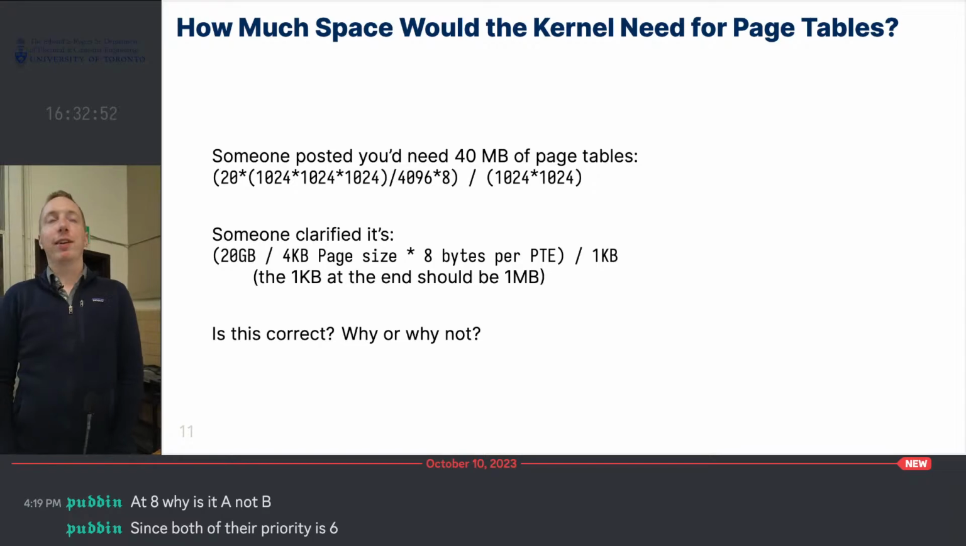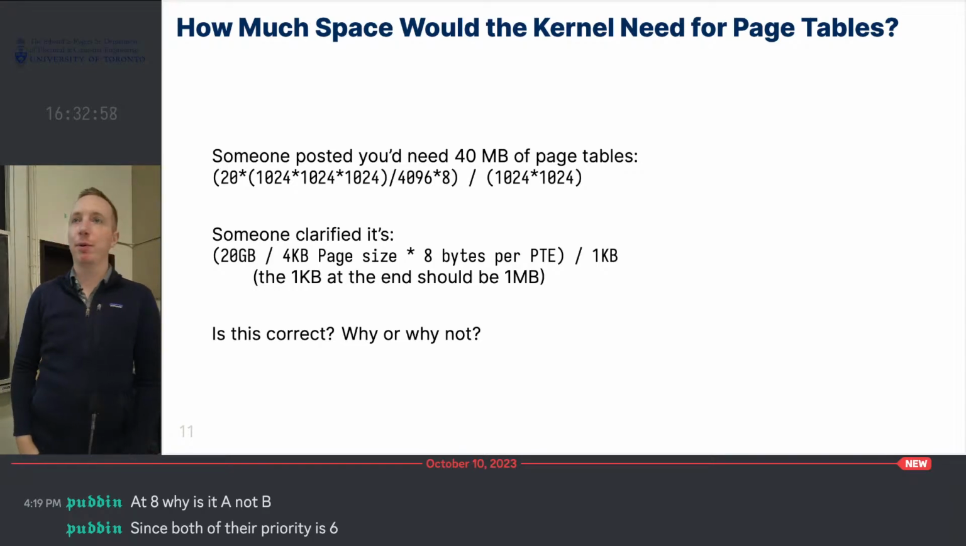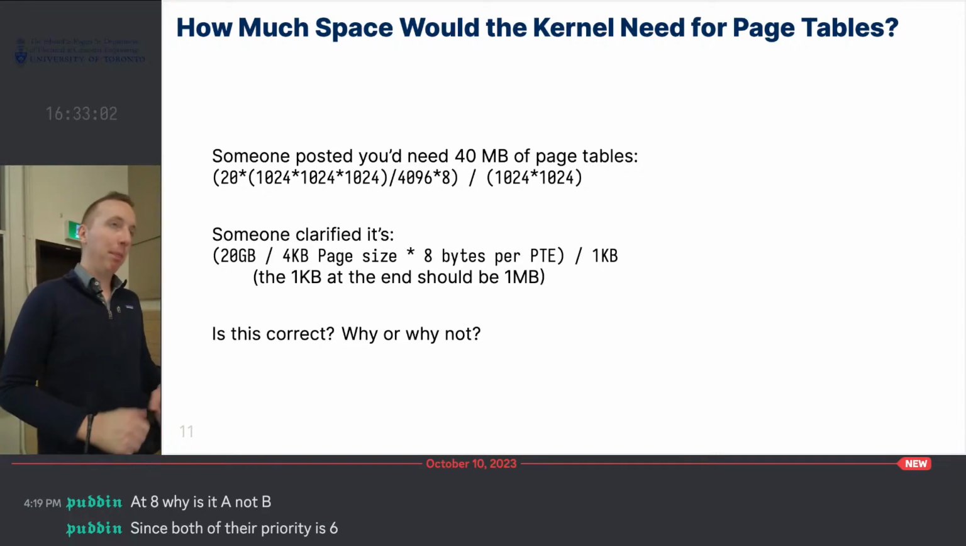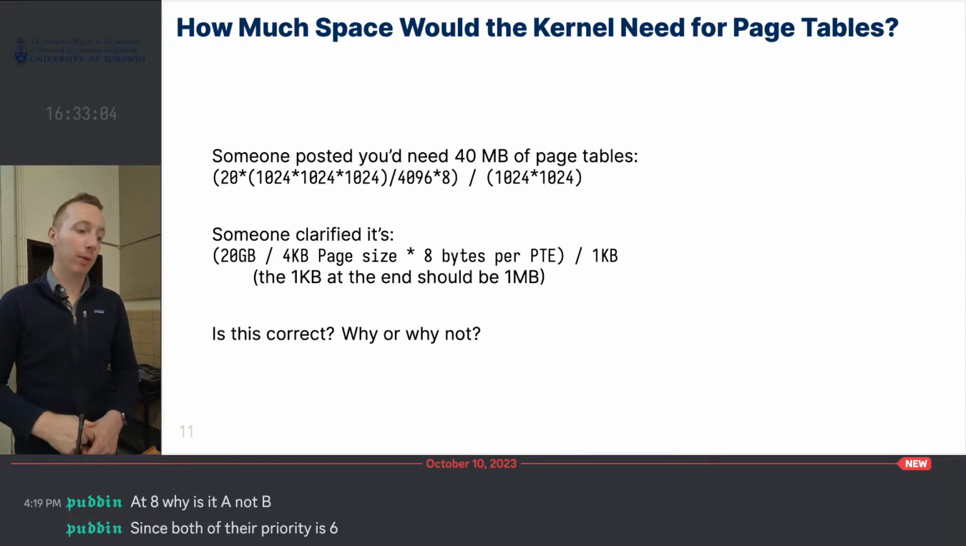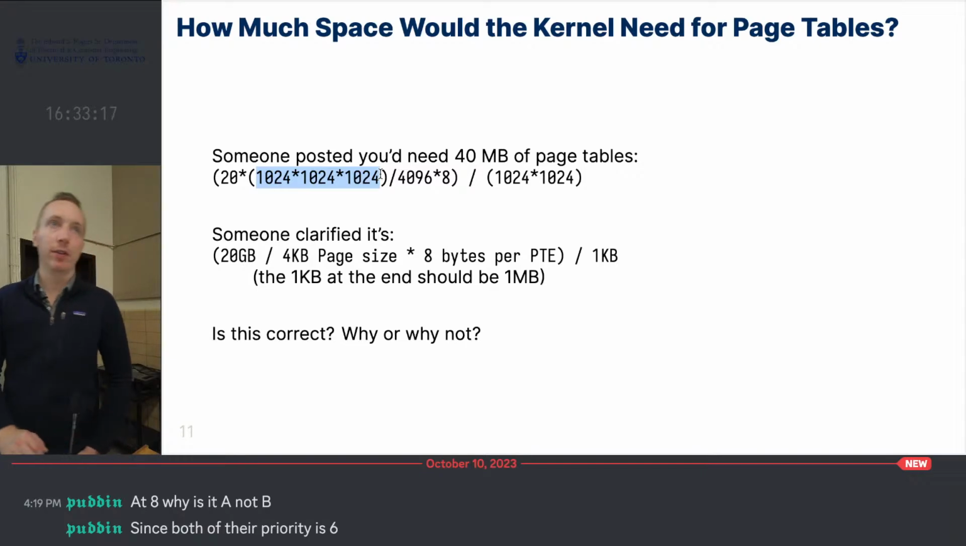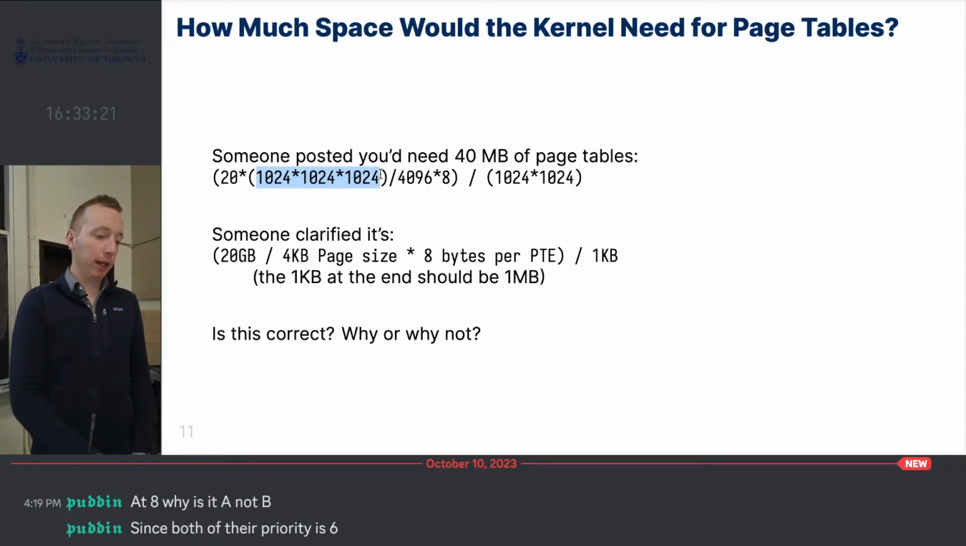Then later on in the discussion, they were like, oh yeah, well, how much space does the kernel actually need for page tables? Isn't this super wasteful to do a whole 20 gigabyte file? Well, someone posted in that you only need 20 megabytes of page table entries. So in this case, how they came up with that number was 20 times 1024 times 1024 times 1024. So this is just 1 gigabyte, or 2 to the power of 30, which is a real gigabyte.